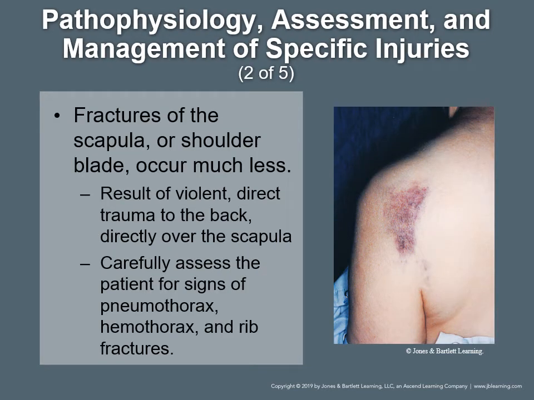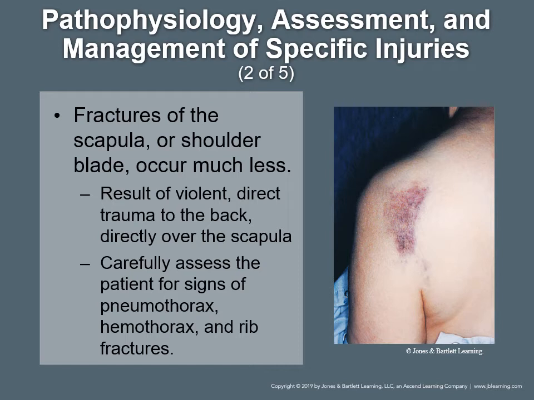All right, fractures of the scapula or shoulder blade occur much less frequently because the bone is well protected by many large muscles. Fractures of the scapula are almost always the result of violent, direct trauma to the back directly over the scapula. It may also injure the thoracic cage, lungs, and heart. Carefully assess the patient for signs of pneumothorax, hemothorax, and rib fractures. Provide supplemental oxygen and prompt transport for patients who are having respiratory difficulty. It is the associated chest injuries, not the fractured scapula itself, that pose the greatest threat of long-term disability.